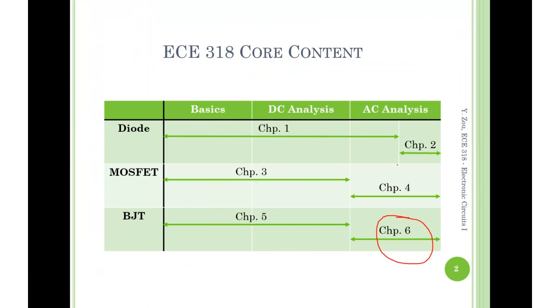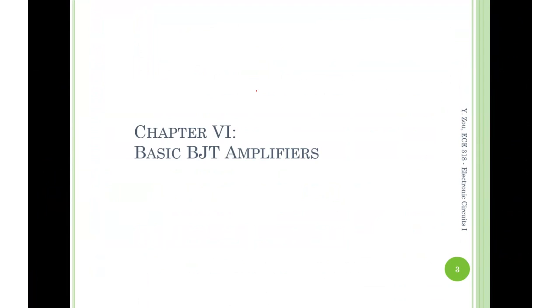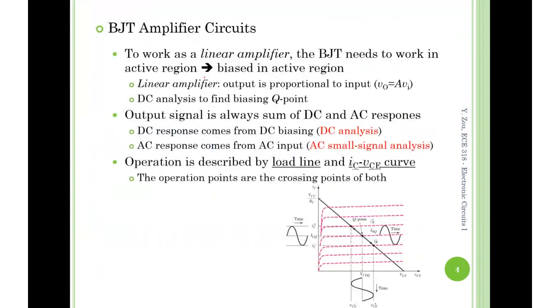Chapter 6, but first of all, some basic concepts here. There are two applications the transistor can work as, right? One is just a switch, on or off, two states. Another application for the transistor is the amplifier. We call it a linear amplifier.